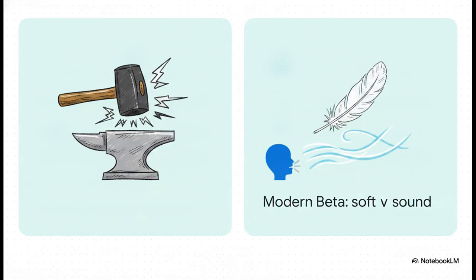The letter beta is actually a perfect example of this. In classical ancient Greek, it was a hard B sound, a voiced stop. But over time, as we moved into the Hellenistic and Byzantine periods, that sound softened into what linguists call a fricative. So in modern Greek, beta is actually pronounced with a V sound, like vita. But for our purposes here, we're going to stick to the hard classical B.